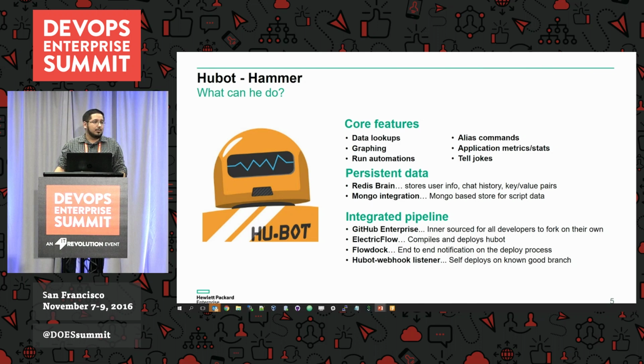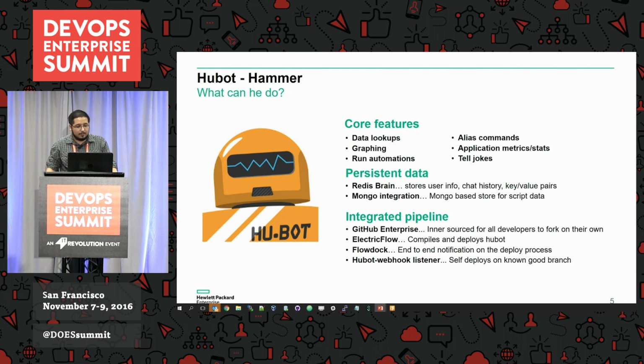Persistent data, that's an important part of Hubot. You want to make sure that you have data that persists across restarts. In our particular bot, we've got Redis is what we're using as a backend for that. You're storing user information, historic data, key value pair data as well. Or you can write integrations as well using Mongo.